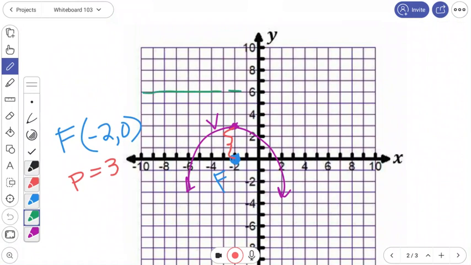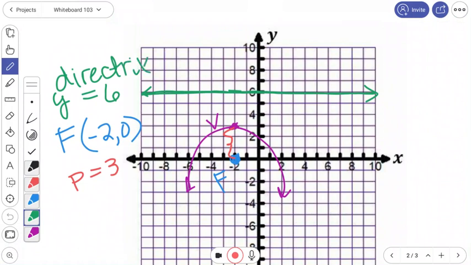We're going to draw our horizontal directrix right here. It cuts through our y-axis at +6. That means y equals 6 will always be the value anywhere we are on that horizontal line. That's our directrix. Okay, so now we're going to write our equation.